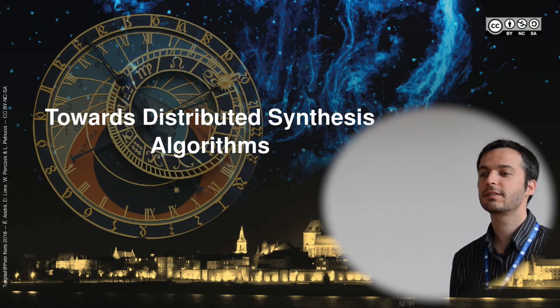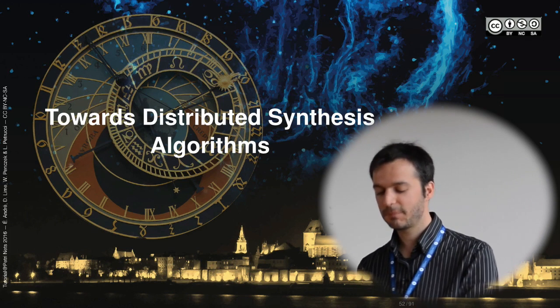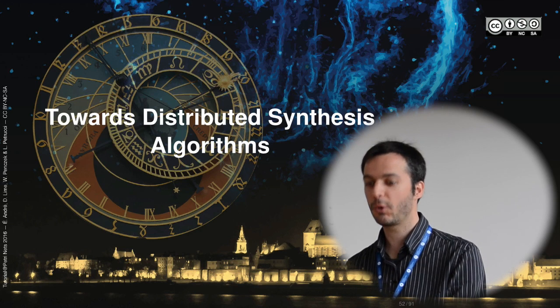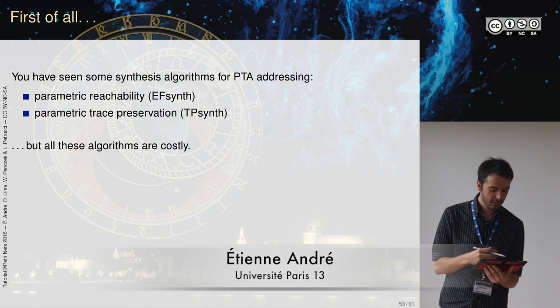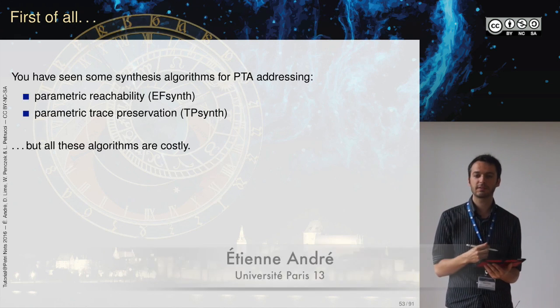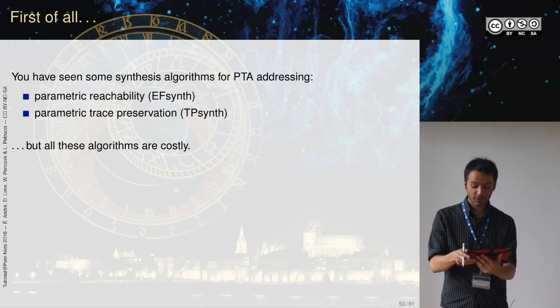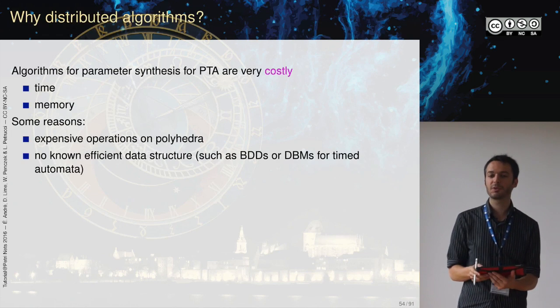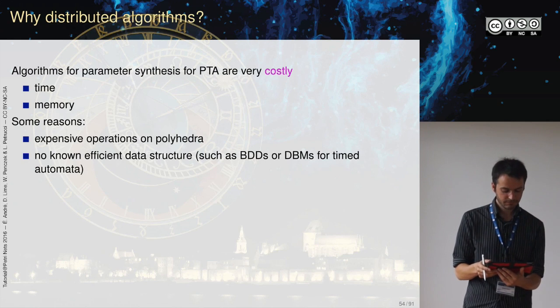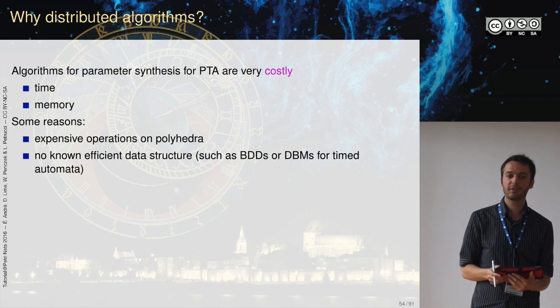So in this session, we will see distributed parameter synthesis algorithms for timed automata. We saw two algorithms previously, the parametric reachability algorithm and a trace preservation synthesis algorithm. These algorithms are costly, so we'll see how to improve their performance with distributed algorithms. Why are those algorithms very costly?